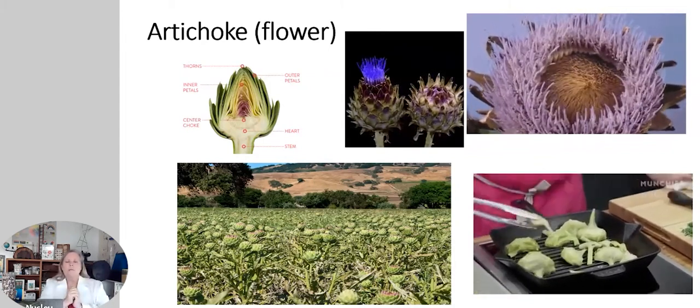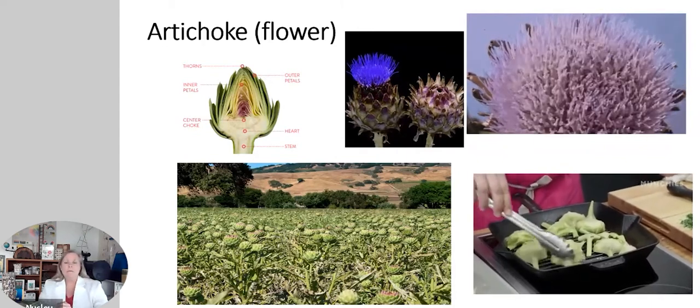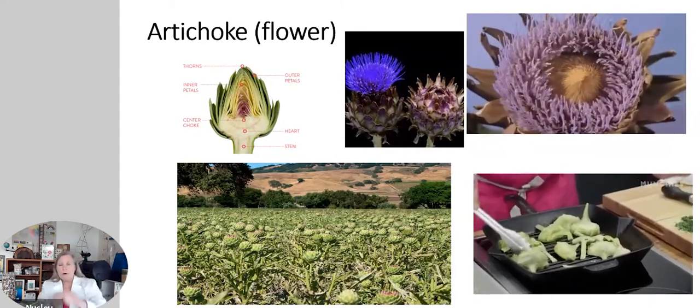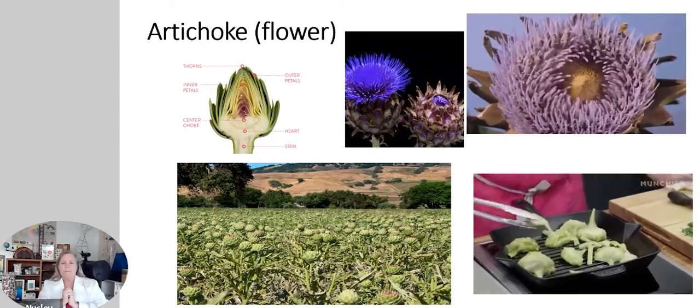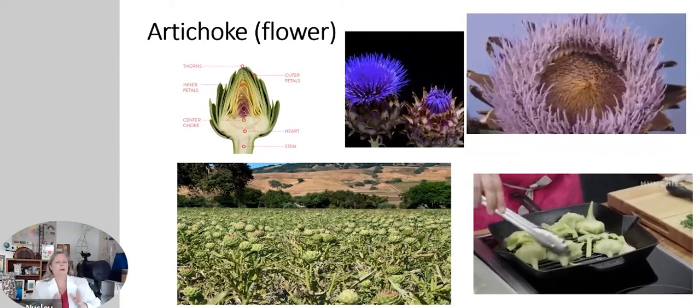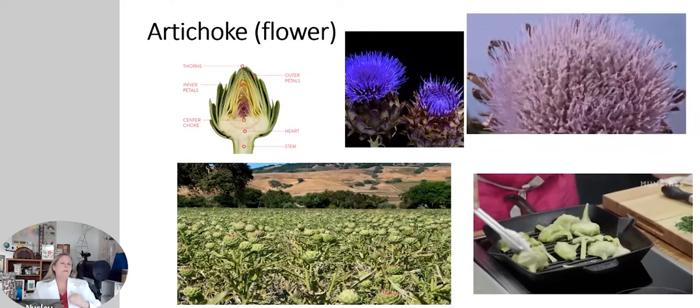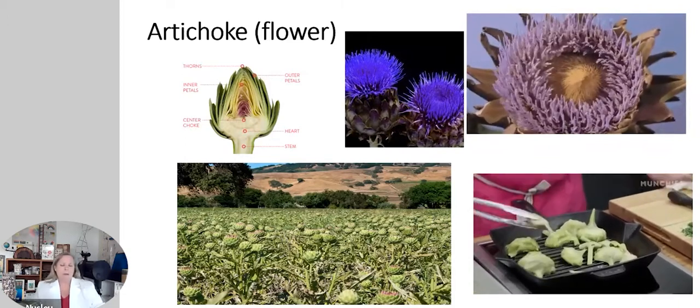So for the artichoke, we want to harvest it right before it blooms, right before it starts to open up like that. Now, if I'm a farmer, I might keep some of these flowers and keep some of the seeds, but if I want to eat it, I'm going to harvest it right before it flowers.